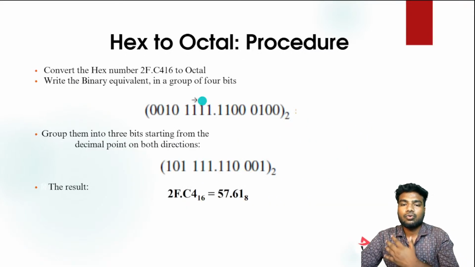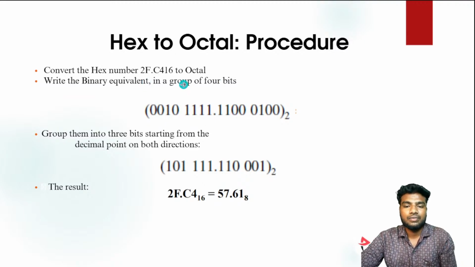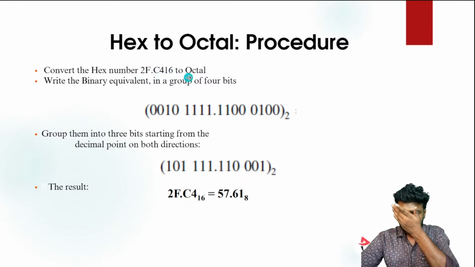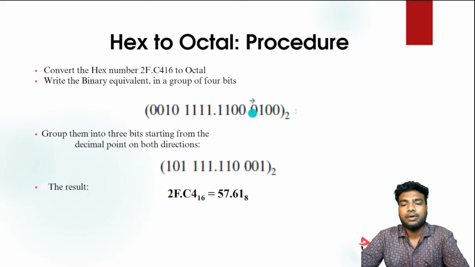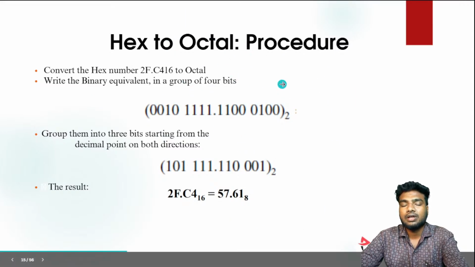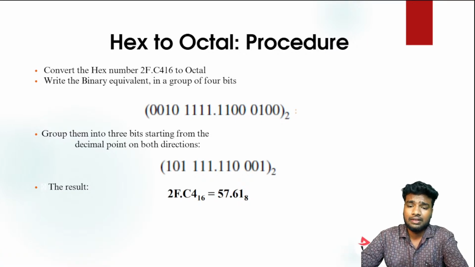Then let's move to hexadecimal to octal. Same thing. We have the hexadecimal 2F.C416. I am converting the hexadecimal to binary. F means 1 1 1 1. 2 means 0 1 0. So I am grouping by 3. Why? Because I am doing the octal conversion, so you have to group by 3 bits.